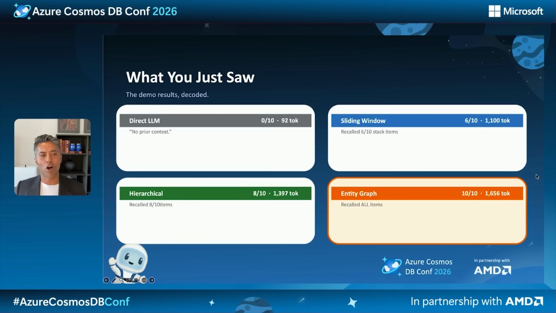So what you just saw was direct LLM has no prior context. We didn't do that part of the demo, but the idea is you're not going to get any response if the LLM does not have that data unless you fine tuned it to have that data. Whereas sliding window, the first 5 questions correct. The next 6, it only got 1 right, which is the 8th one, which we didn't run, but it was really easy and it was going to run.